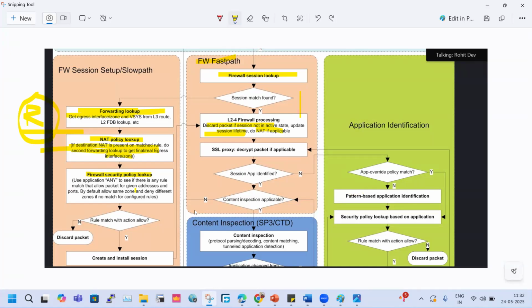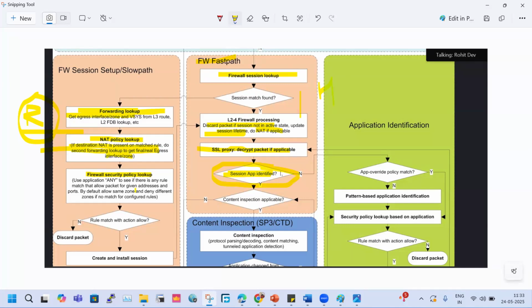Session app identified. Is there any parameter? Session app identified means whenever your traffic is decrypted by the firewall, then it will check whether the traffic is identified with the application signature or not. If the traffic is running over HTTPS and going to facebook.com, and it is not identified as Facebook traffic, only identified as HTTPS traffic, then my application is not identified by the firewall.